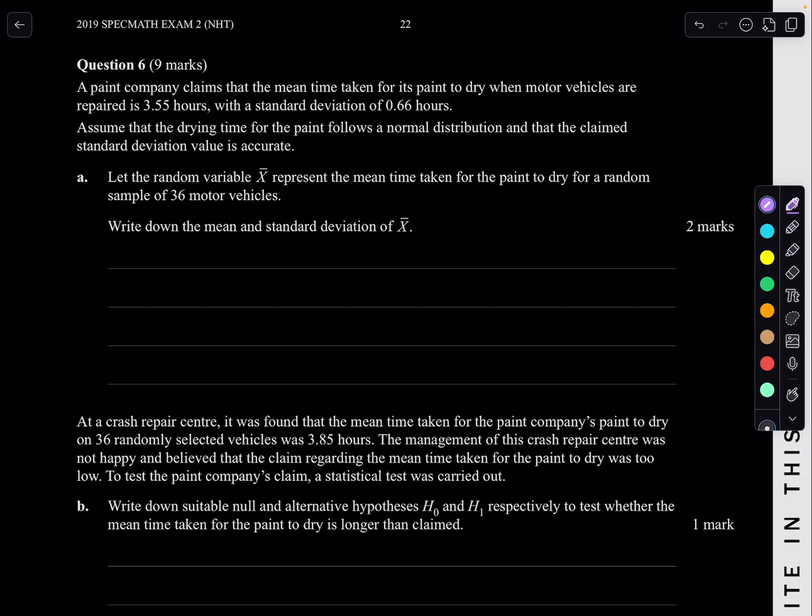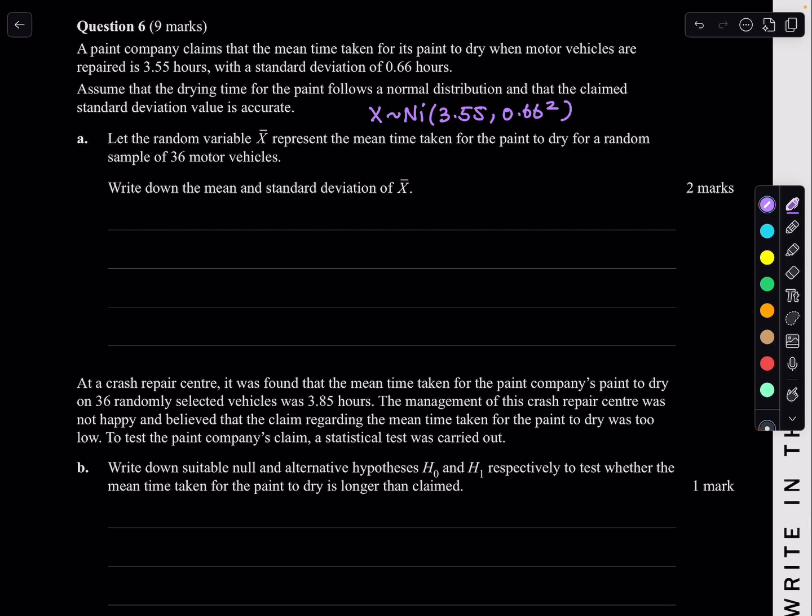Really easy, typical question. Imagine x is the time, so it's a normal distribution with a mean of 3.55 and a standard deviation of 0.66, so a variance of 0.66 squared. If we want to find the mean and standard deviation of the sample mean, we know that the mean of the sample mean is just the original mean, which is still 3.55 hours. But the standard deviation of the sample mean follows this formula: your standard deviation over the square root of n.